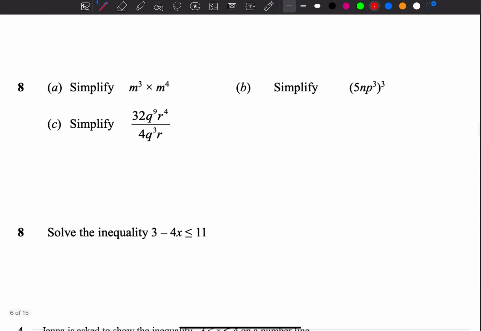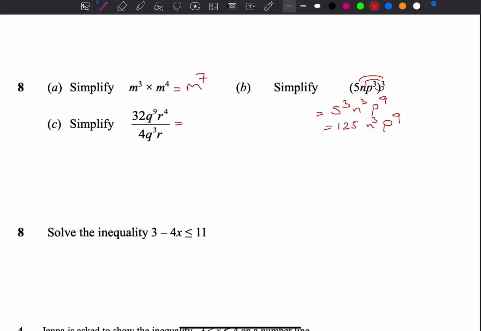Right, when you multiply, you add the powers. M to the power 3 and 4 is 7. This one, 5 to the power 3. Then n technically is 1, so you multiply it here. You multiply with the powers in the bracket: n to the power 1 times 3 is 3, p to the power 3 times 3 is 9. But you can't leave the answer like that. 5 to the power 3, you should write 125 n cubed p to the 9.